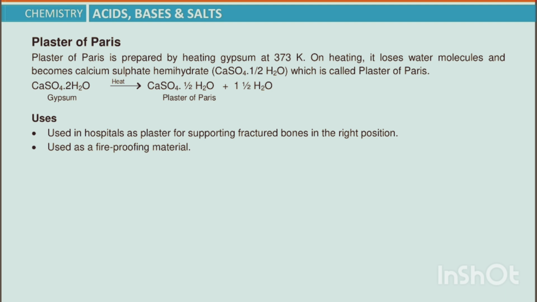Where do we use this? We use it in hospitals as plaster for supporting fractured bones in the right position, and it is used in fireproofing material. You know that if a bone fractures, the doctor recommends a plaster, so that POP is applied and the bone, whatever way it has moved, comes back to its place. And we also use it in fireproofing material. This is the end of the chapter.